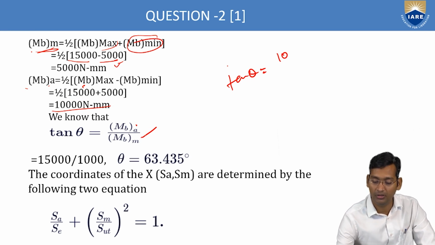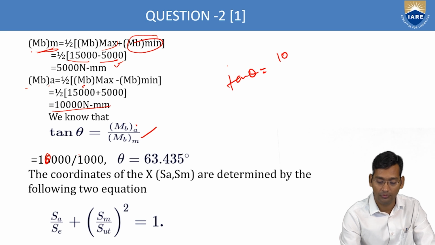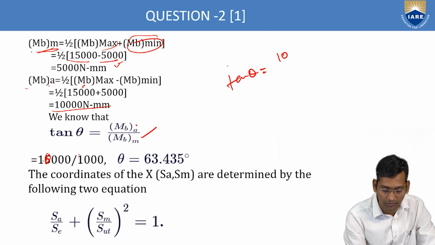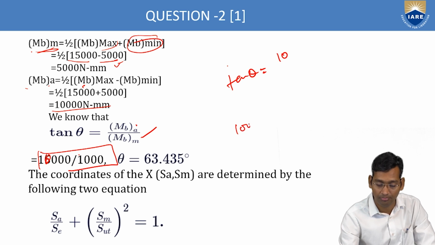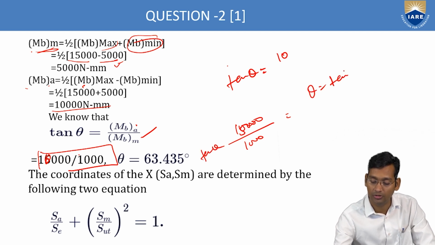MBA by MBN. So actually here this should be MBN 10,000 by how much? 5,000. 1 by 2. Okay. Wait, here some mistake is there. MBN, this is 10,000. Sorry, 15,000 divided by 1,000. So that is tan theta. So theta will be equals to tan inverse of how much?